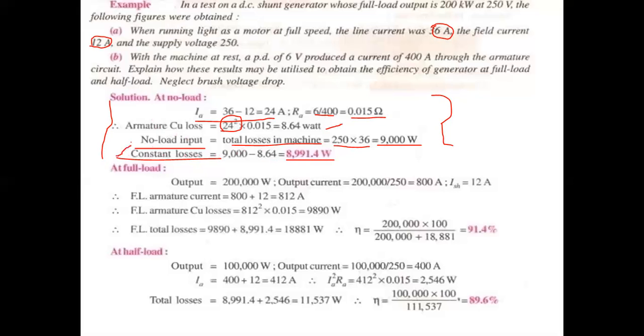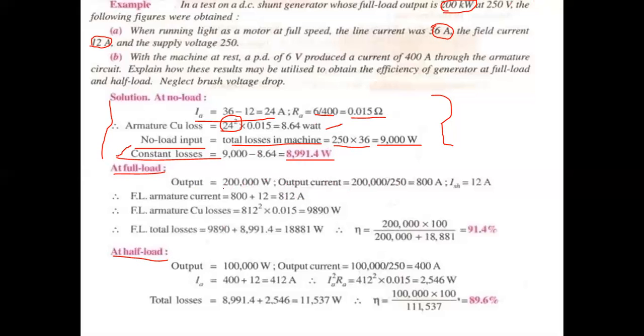This data comes from the Swinburne test, which gives the constant losses. Now the problem is asking to find the efficiency at full load as well as at half load, and that too for a generator, not a motor. Now we will calculate; the output power is 200 kilowatts.